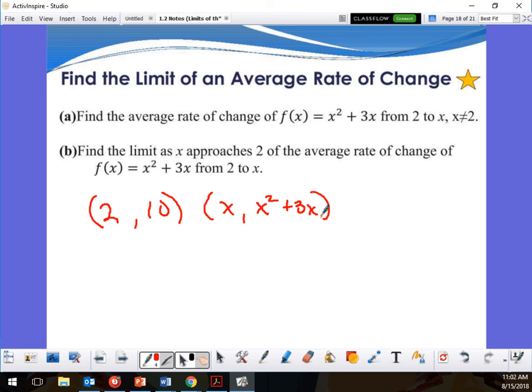And so where do we get 10 from? You plugged x into my function, right? And that's where we got 10.